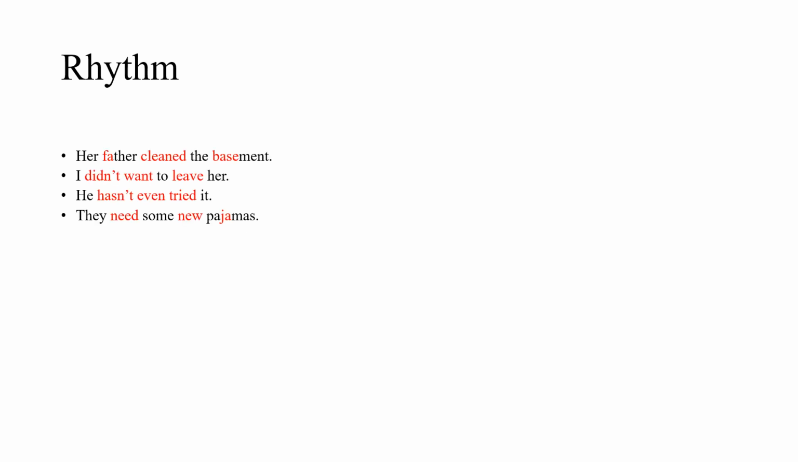So let's get into a little bit more complex exercises about rhythm. Here you see 4 sentences. Take your time and read them. Try to distinguish the function words and content words in each single sentence. Then read them aloud. First, take your time. Well, the first one. Her father cleaned the basement.